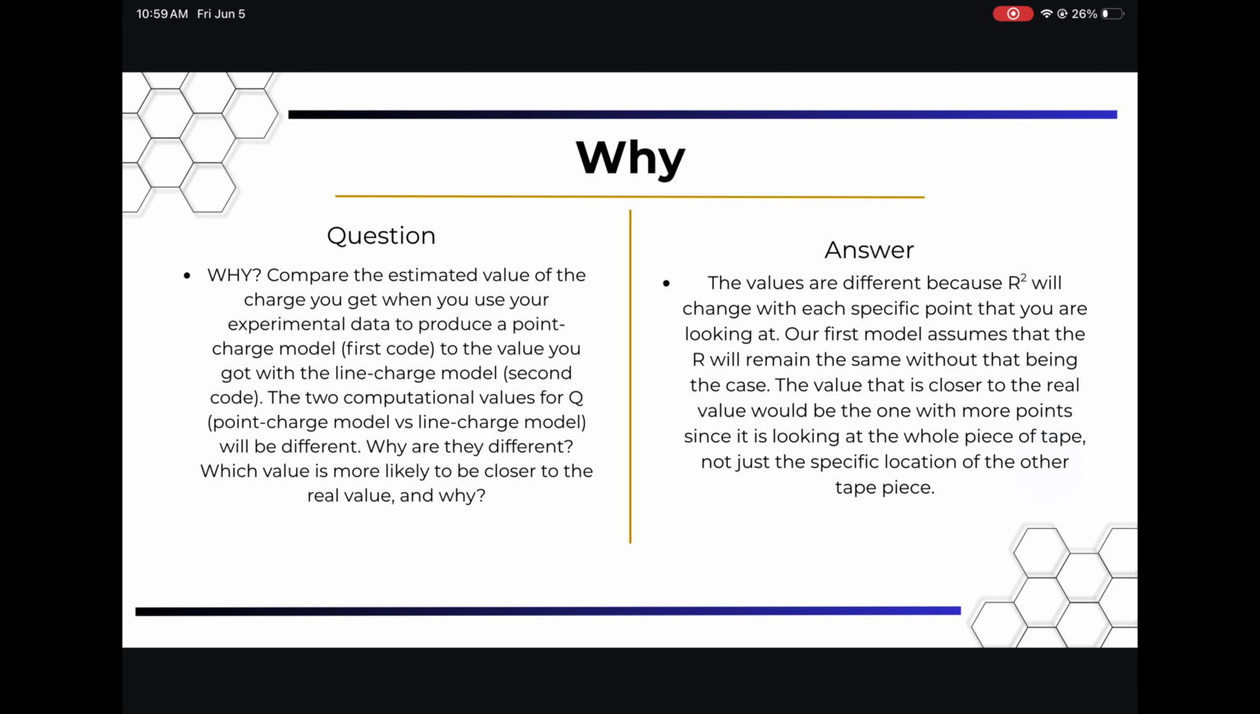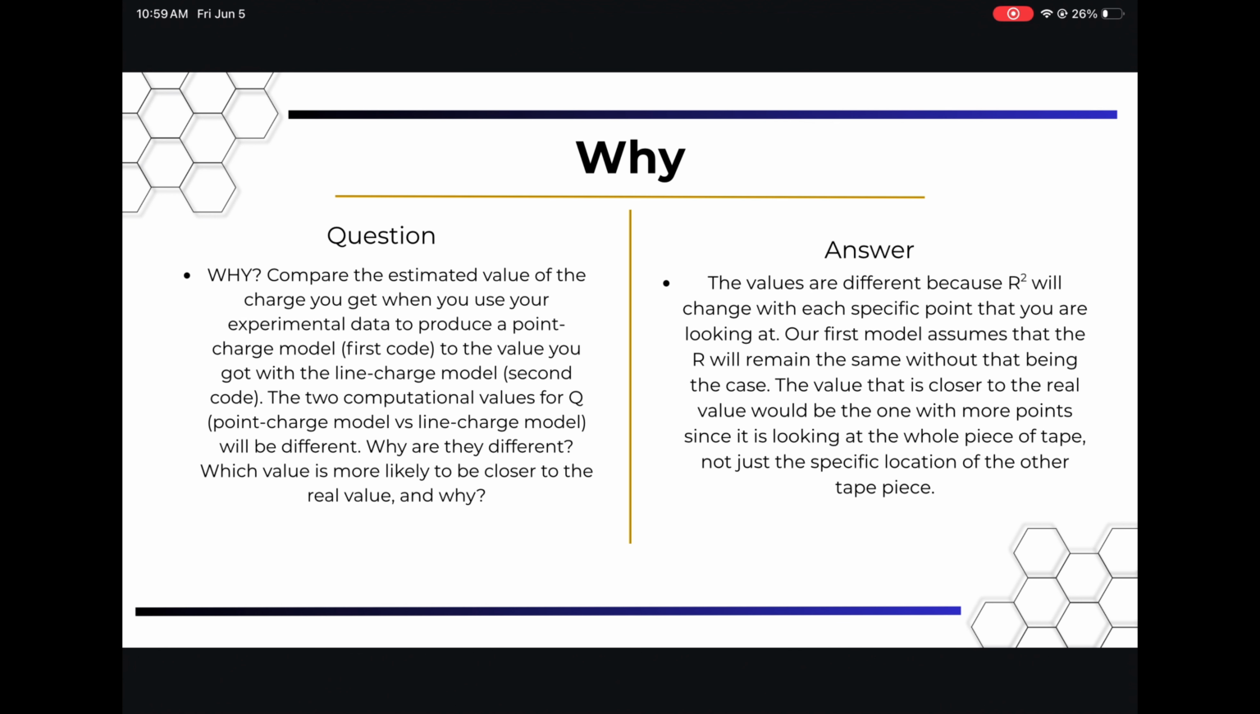And then the why. So why compare the estimated value of your charge you get from your experimental data using a point charge model to the value you got when you did a line charge model? The two computational values for Q will be different. Why are they different, and which value is more likely to be closer to the real value and why?